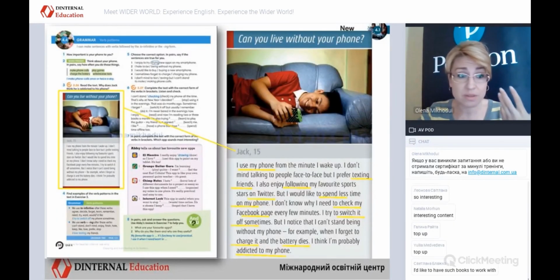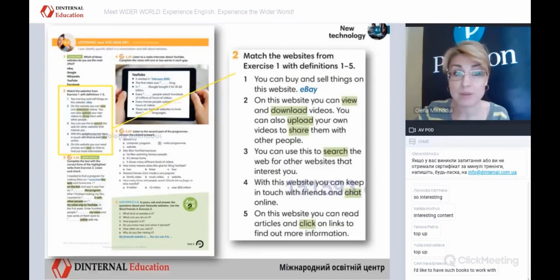Have a look, I just couldn't help showing you this text. It's a grammar lesson. Just have a look at all those nice phrases the text contains. Text somebody, follow somebody on Twitter, check Facebook page, switch on, switch off, my battery dies, charge battery, addicted to my phone. And this is a grammar lesson. We keep accumulating all this vocabulary belonging to the topic of new technology.